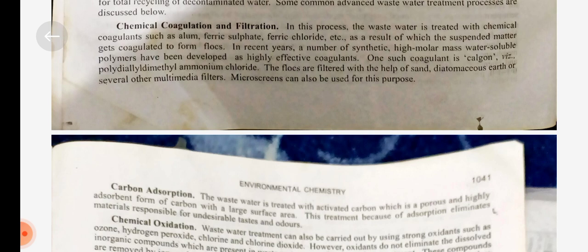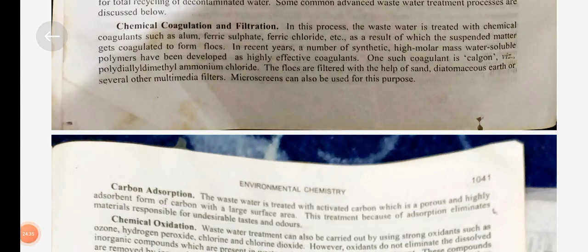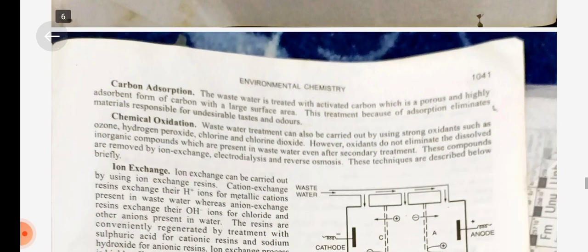Chemical coagulation and filtration. In this process, the wastewater is treated with chemical coagulants such as alum, ferric sulfate, ferric chloride, etc., as a result of which the suspended matter gets coagulated to form flocs. In recent years, a number of synthetic high molar mass water-soluble polymers have been developed as highly effective coagulants. One such coagulant is Calgon, with polydiallyl dimethyl ammonium chloride. The flocs are filtered with the help of sand, diatomaceous earth, or several other multimedia filters. Microscreens can also be used for this purpose.